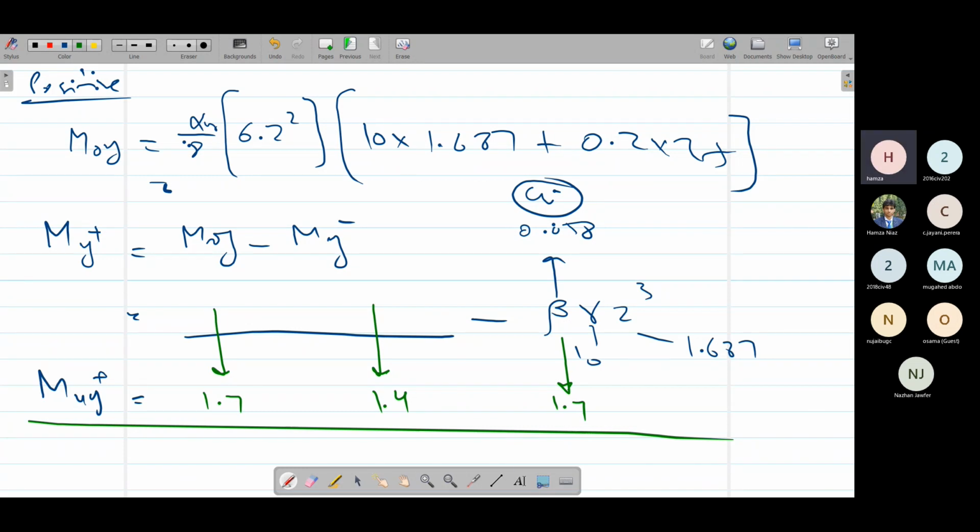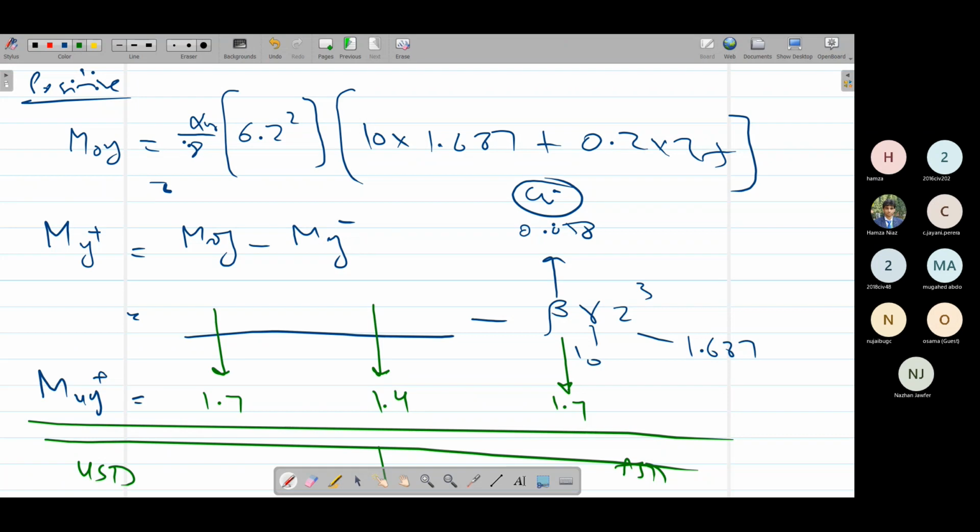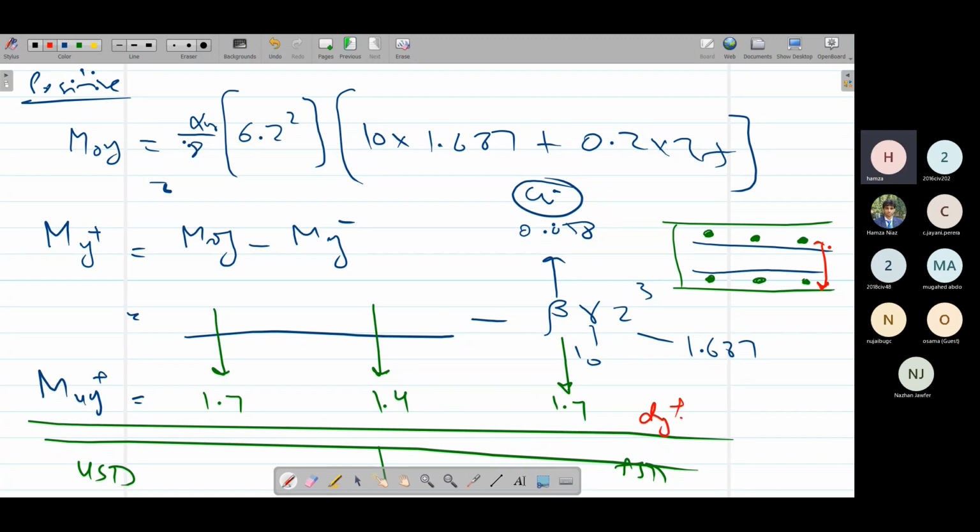Calculate the D value and use USD and ASD to design this. The D value would be like this. This is our positive, this is our largest span. So the largest span would have steel in the outer direction. It is not critical. So our D value would be something like this. dy positive and dy negative would be the same, 200 minus 40 minus 13 over 2. This would be our D value for this case.